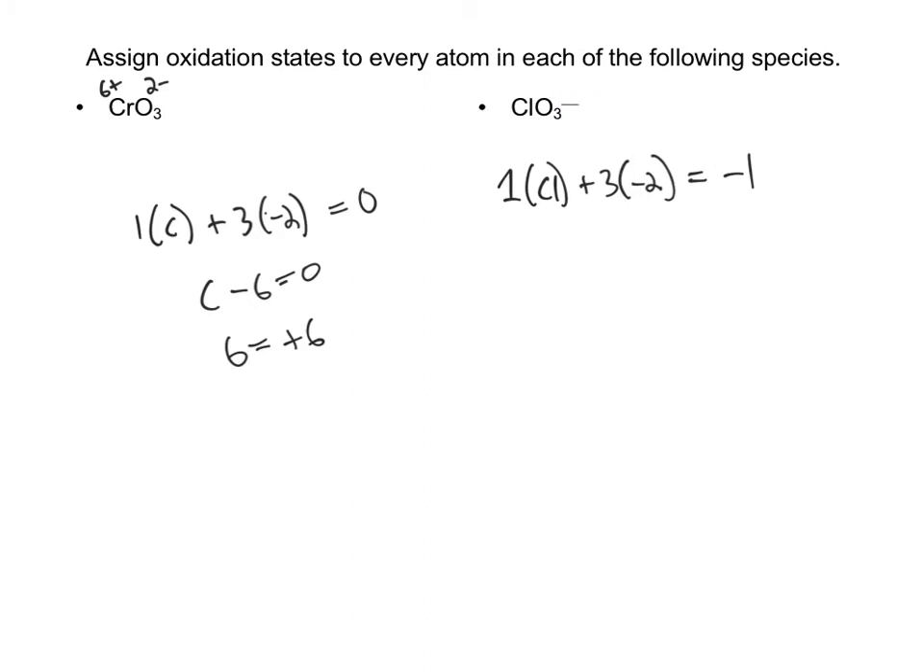So I have a chlorine minus 6 is equal to negative 1. So then add 6 to both sides. So the oxidation state of chlorine in a perchlorate ion is in fact plus 5. So the oxidation states are plus 5 for the chlorine, and then oxygen got to be the negative 2 that it normally wants to be.